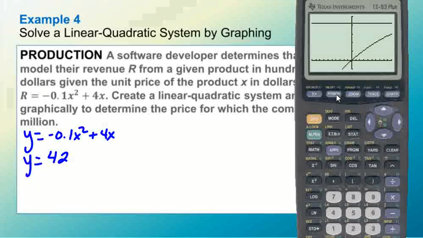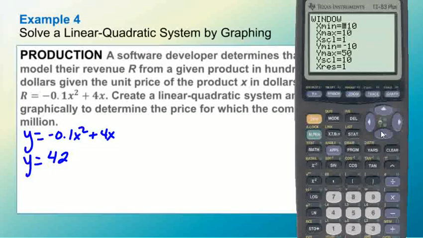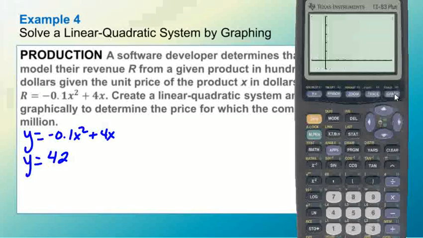Okay, so we need to go to our window and extend our x maximum. Let's make that 50, and we'll count these by fives. So let's try this one. There's our parabola. There we get that one.